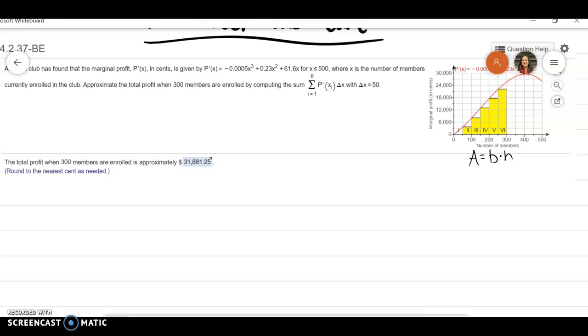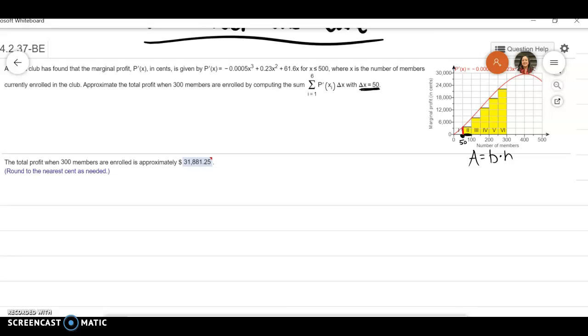This is telling me, let's go back and get some information. I need to know what the base of, let's use this first rectangle for an example, I need to know what the base of that rectangle is, and then I need to know what the height of that rectangle is. Well, they tell us in the problem that delta x, the difference between each one of these x values, is 50. So that's telling me that this first point here is at spot 50 on my x-axis.